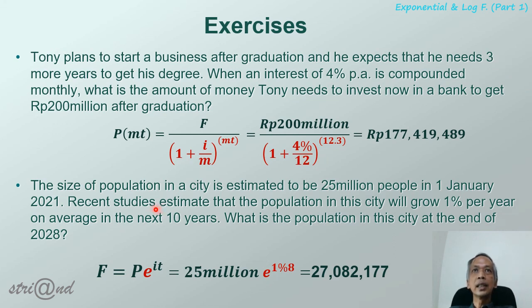And then the second example. The size of population in a city is estimated to be 25 million people on 1 January 2021. Recent studies estimate that the population in the city will grow 1% per year on average in the next 10 years. And the question is, what is the population in the city at the end of 2028? So it is started from 1 January 2021 to the end of 2028. So totally we're going to have 8 years.